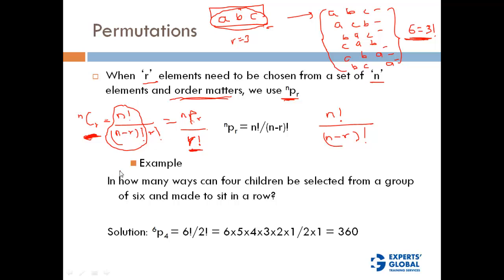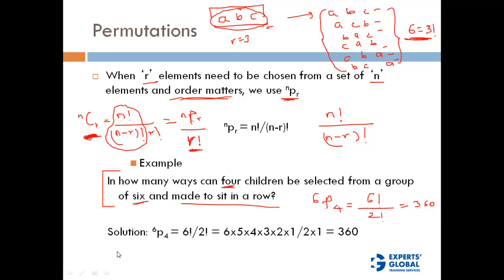Okay, let's look at an example. In how many ways can 4 children be selected from a group and made to sit in a row? Now whenever I'm talking about made to sit in a row, I'm worried about the order, right? So I'm going to use permutations. 6 children, I'm selecting 4 of them, so it's going to be 6P4, which is going to be 6 factorial by 2 factorial, which is going to be 360, right?